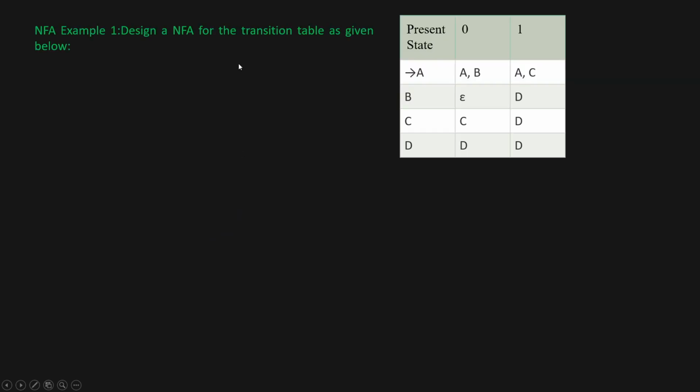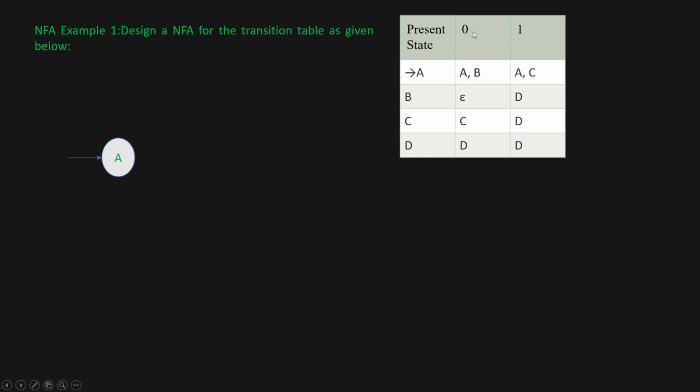Design a NFA for the transition table as given below. So this is the transition table that they have provided. The language has two alphabets, 0 and 1, and we have got four states, A, B, C, D. All right. So let's see, A is the starting state. As we can see the arrow here, A is the starting state.